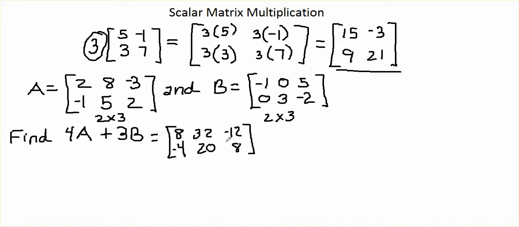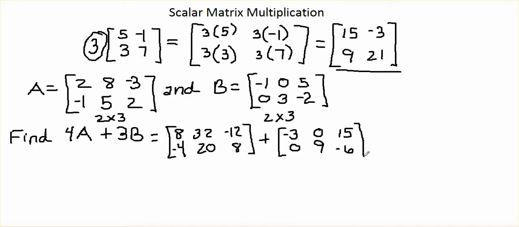The next thing we need to do is we need to multiply or scale matrix B by 3. So we need to multiply every element in matrix B by the number 3. 3 times negative 1 is negative 3. 3 times 0 is still 0. 3 times 5 is 15. 3 times 0 is 0. 3 times 3 is 9. And 3 times negative 2 is negative 6.